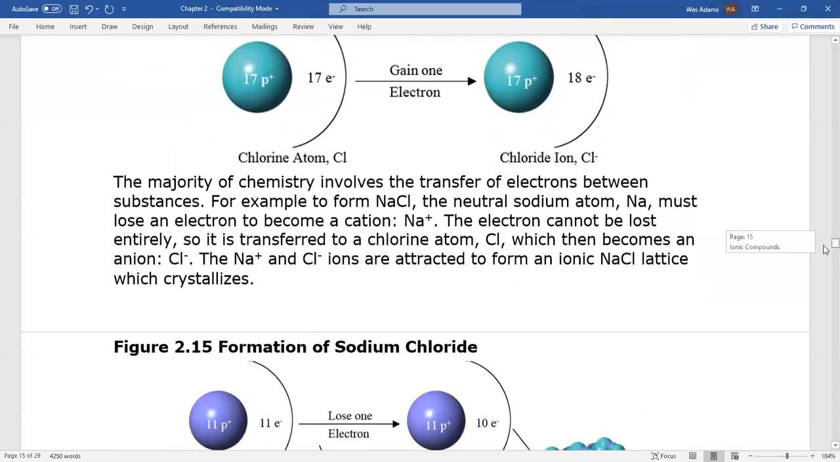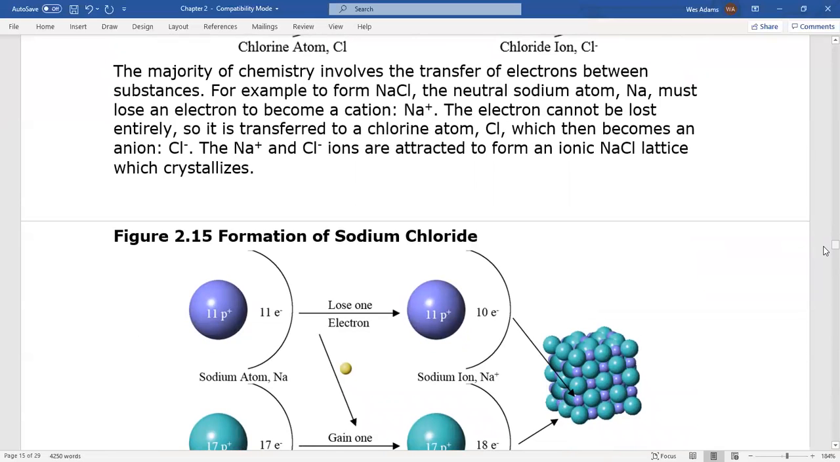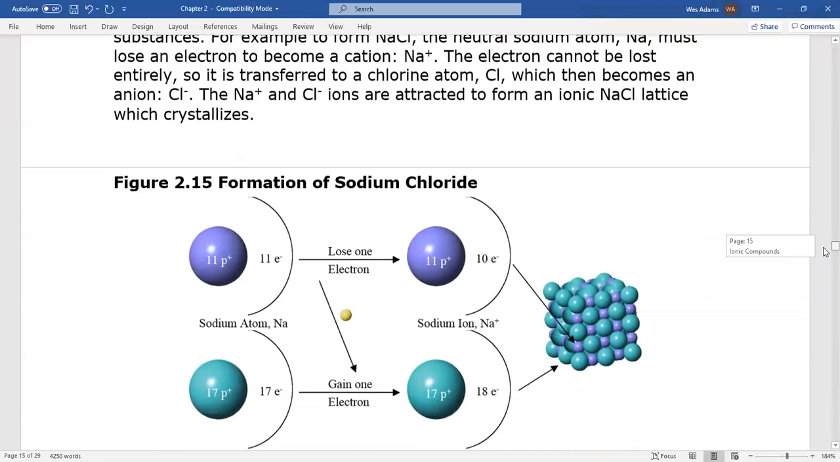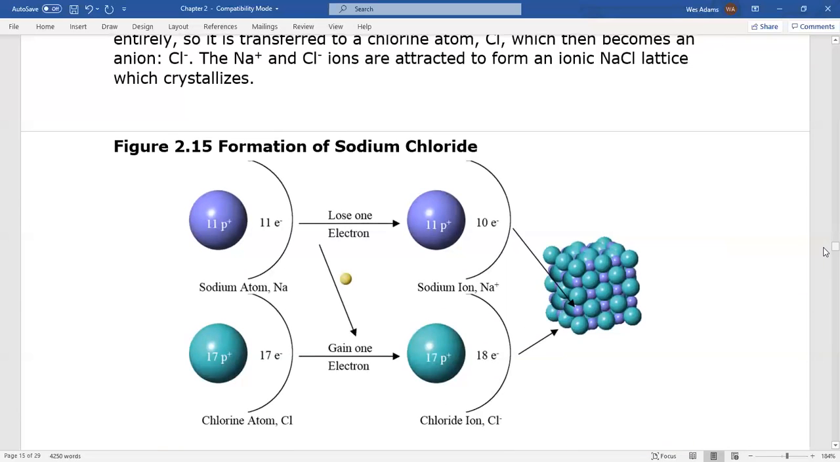Now, chemistry often involves the transfer of electrons between substances. In the example of sodium chloride, a neutral atom, sodium, loses electrons to form sodium plus, but that electron can't be just lost entirely, so it is transferred to the chlorine. So the electron the sodium loses is the one the chlorine gains. And you can see that picture here. Here's the picture of the sodium atom losing an electron. That yellow circle represents the electron and becomes the electron that the chlorine atom gains. And then these ions, the positive and the negative, are attracted to one another and they crystallize together into the crystal lattice.